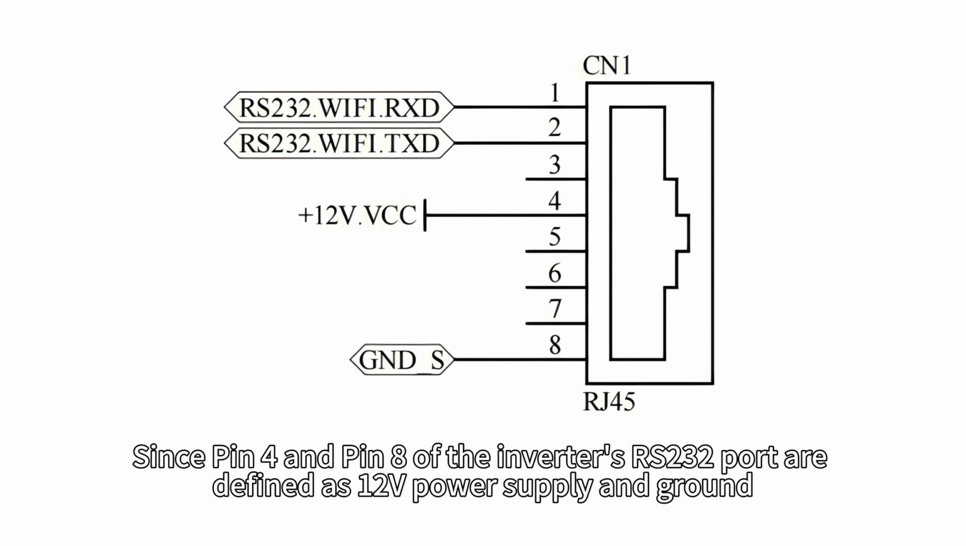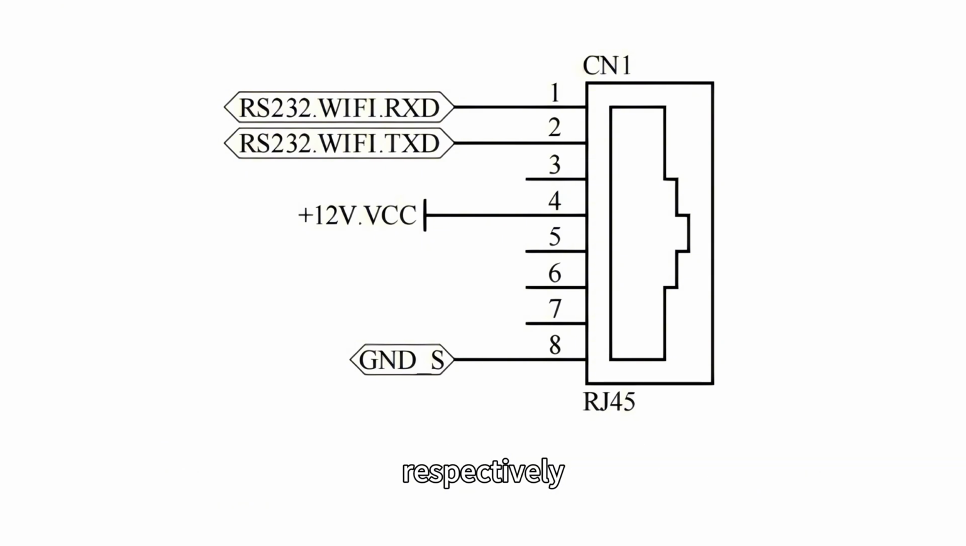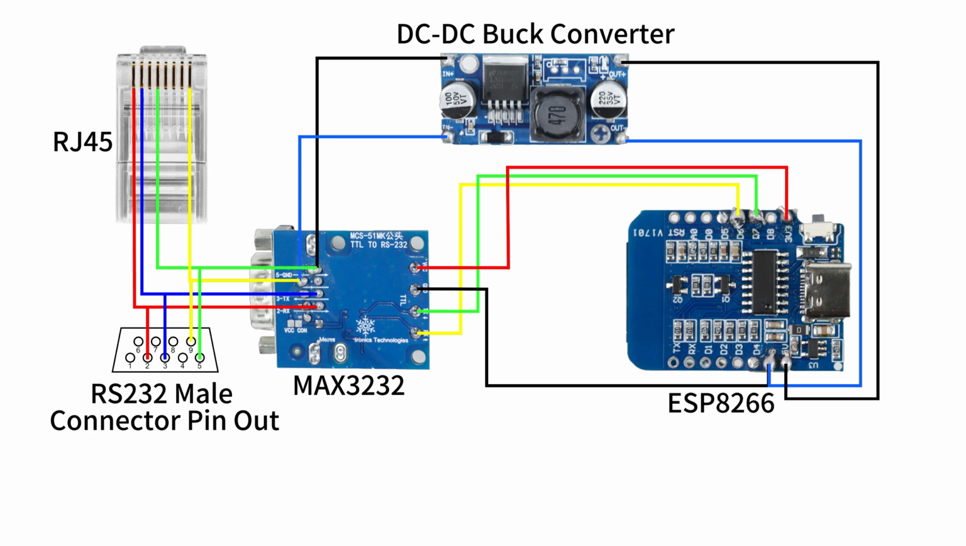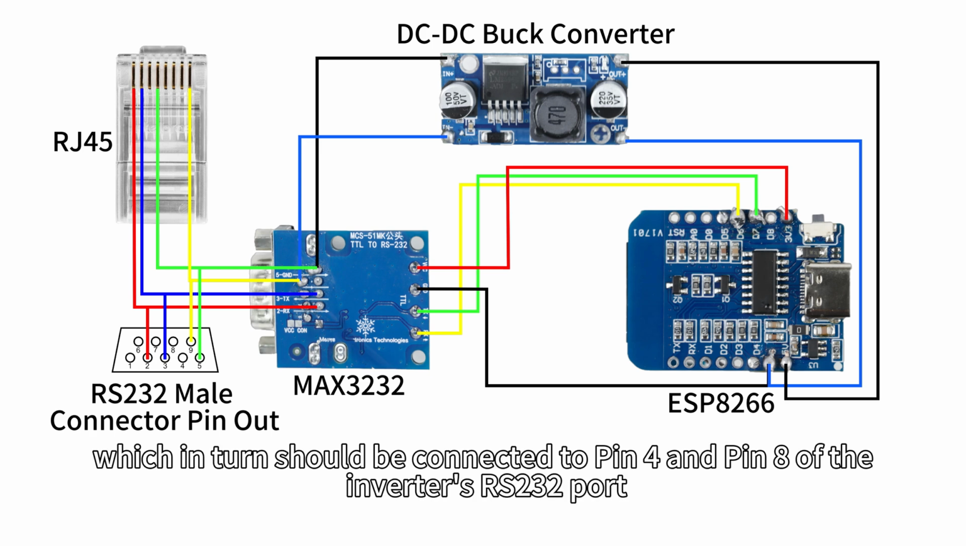Since pin 4 and pin 8 of the inverter's RS232 port are defined as 12-volt power supply and ground respectively, connect the positive and negative terminals of the DC buck converter to pin 5 and pin 9 on the MAX3232, which in turn should be connected to pin 4 and pin 8 of the inverter's RS232 port.